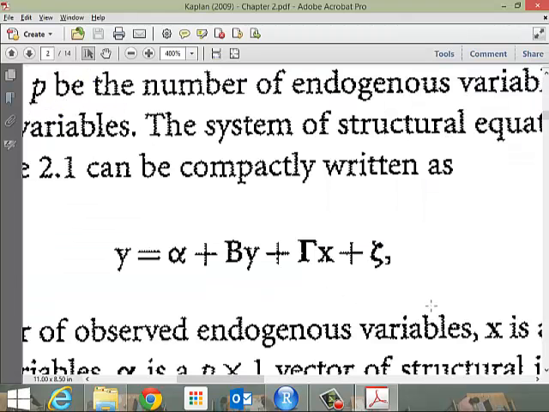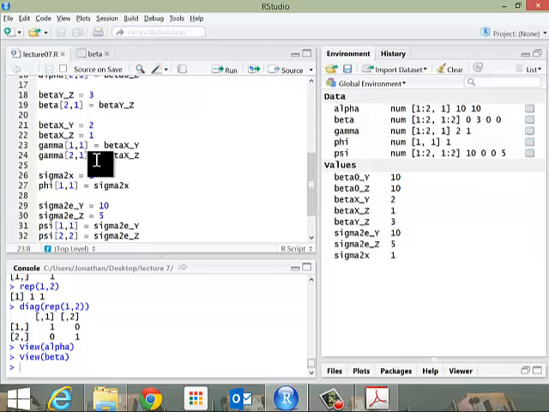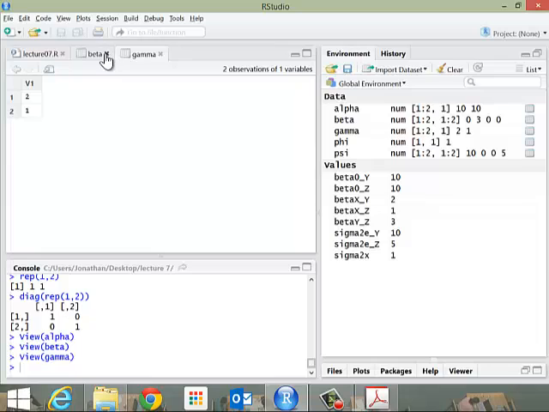The other terms over here, we've got gamma. Gamma is the matrix that holds our slopes for exogenous variables predicting endogenous variables. So that's where you see each of our beta x predicting y and beta x predicting z show up. So gamma is this 2 by 1, it's the column vector itself.